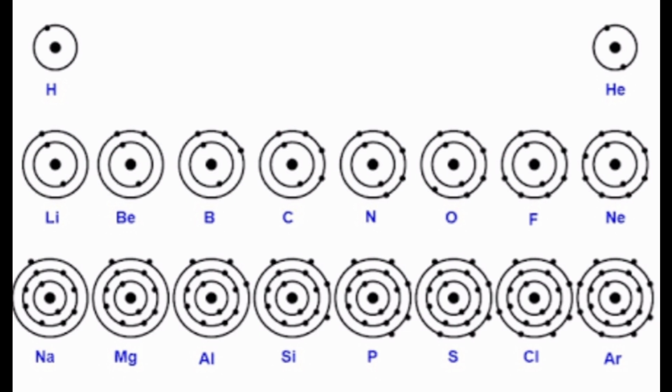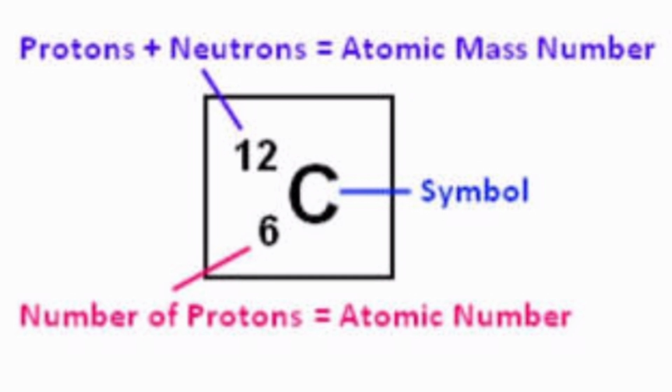Atomic number. The atomic number is defined as the total number of protons present in the nucleus of an atom. The total number of protons and the total number of electrons is always the same. That's why the atom is neutral. Mass number. The mass number is defined as the sum of the total number of protons and neutrons present in the nucleus of an atom.